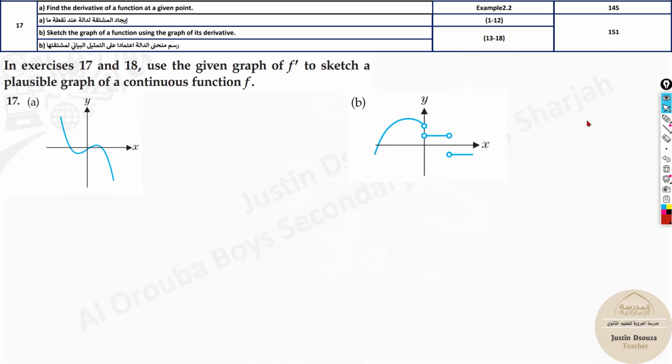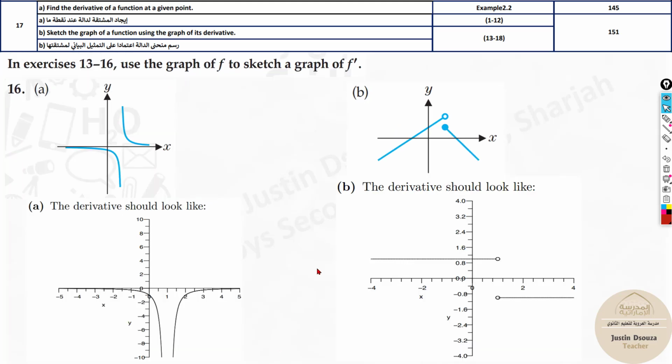Now look at this problem. Here I thought all were derivatives, sorry. There is a function also. Now here the derivative is given and you need to find the continuous function. What we did just a while ago, see in the previous problem, we were finding the derivative, right? What we do now, we have to do the opposite.